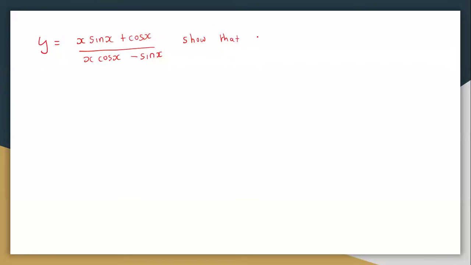It's going to take us some time, but anyway, we are going to continue. Show that our dy dx is equal to x squared out of x squared plus 1 sec squared into x plus cot inverse of x.